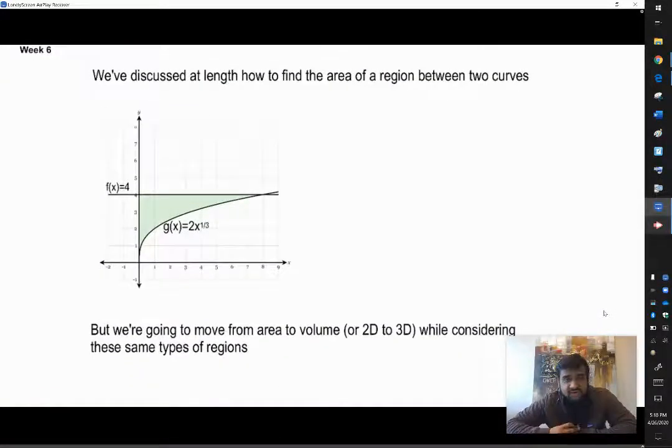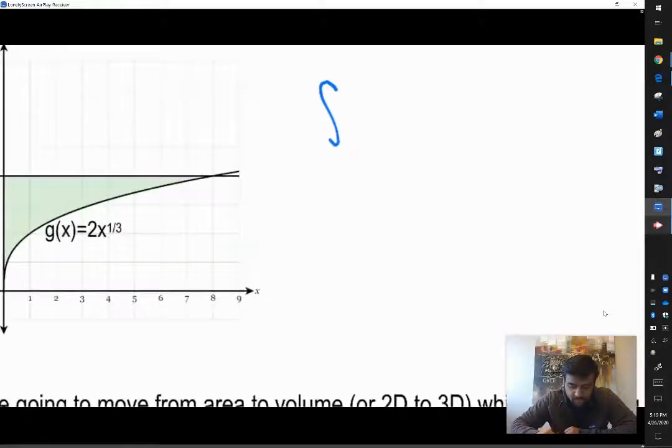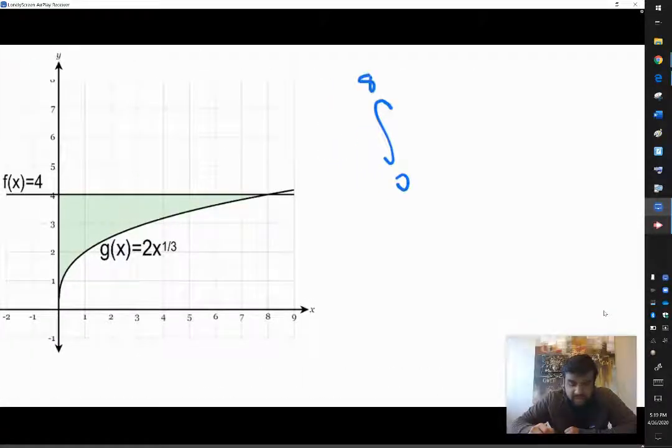The last several weeks we've talked about area quite a bit. The area of a region in general is the top function minus the bottom function integrated from left endpoint to right endpoint. So the area of a region like this, just for some review, will be the integral from 0 to 8 of our top function, which is 4, minus our bottom function, which is 2x^(1/3), dx.